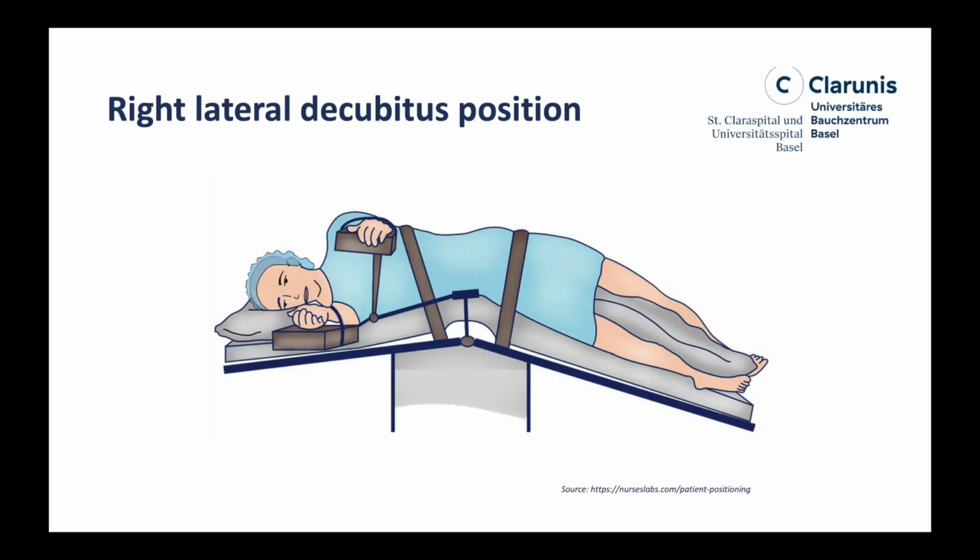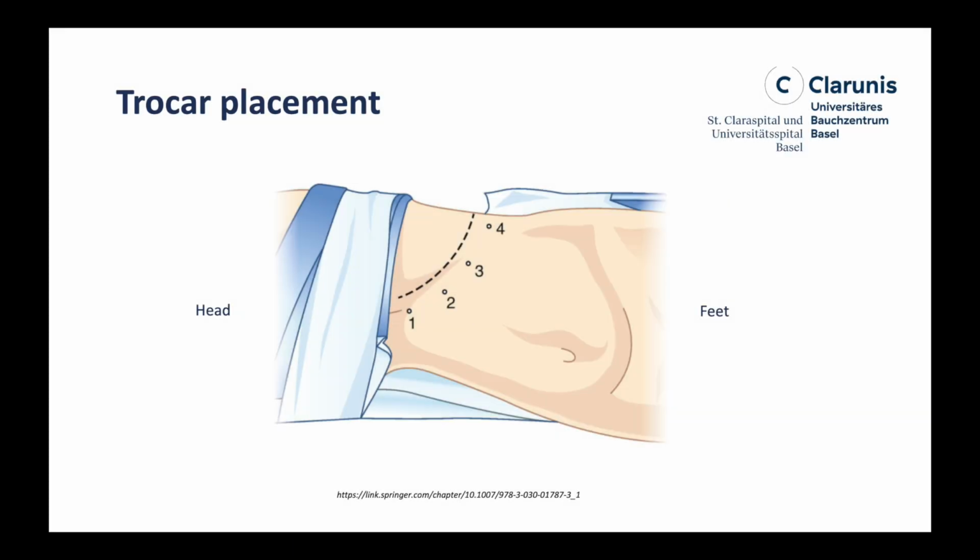The patient was positioned in a right lateral decubitus. The video trocar was placed in position 3. Trocars 2 and 4 were placed in the left upper quadrant for the grasper and just below the 11th rib for the vessel sealer. Trocar 1 was placed during the course of surgery for retraction of the spleen.